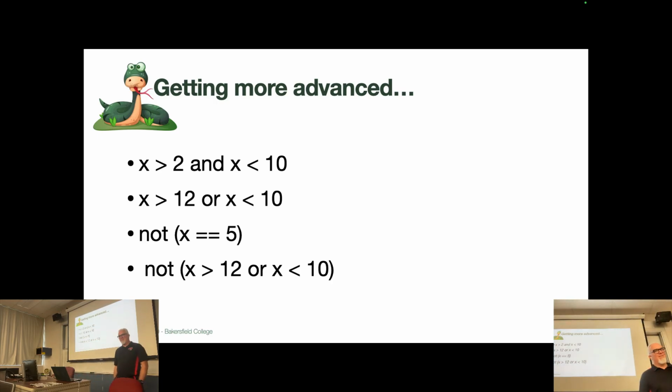Now we're getting really fun, right? We start stringing these together with nots and ands and ors. One integer will make this true, and that is 11. Okay? Everything else would be false.